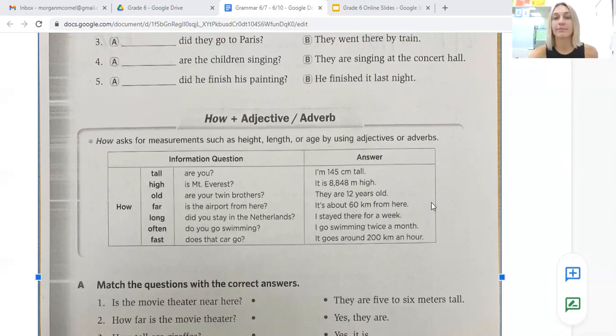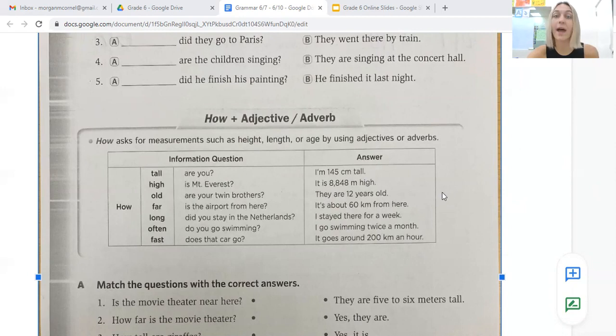And then in your answer, you generally have that adjective or adverb in the question as well. I'm 145 centimeters tall if someone asks, how tall are you? You could just say 145 centimeters, but in most of these, they'll give you that extra in the answer, so it helps you figure out the question or vice versa.